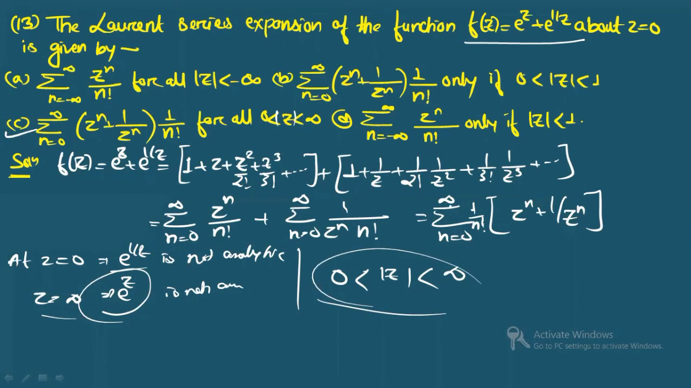So you can just write it directly: summation n equals 0 to infinity, 1 by factorial n, z to the power n plus 1 by z to the power n. This is for all mod of z greater than 0 but less than infinity. Clear? Now let's see the next question.